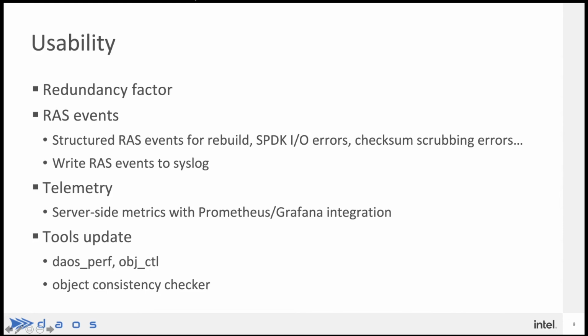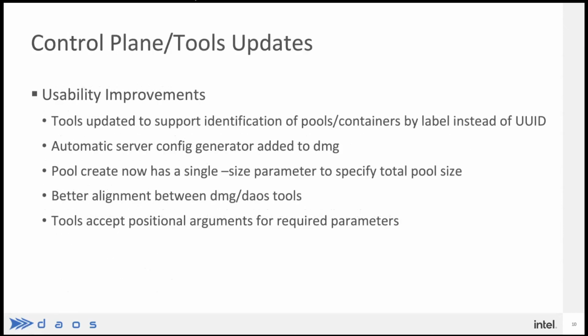And we did some improvements to DAOS perf, object control and the object consistency checker as well. Originally, both DAOS pool and container were identified by UUID. This is simple, but not easy for the user, because it's very hard for a user to remember a UUID. So in the 2.0 release, DAOS allows the user to use a label for pool and container operations, and also provides an API and a tool to show this label and even manage the pool by label.